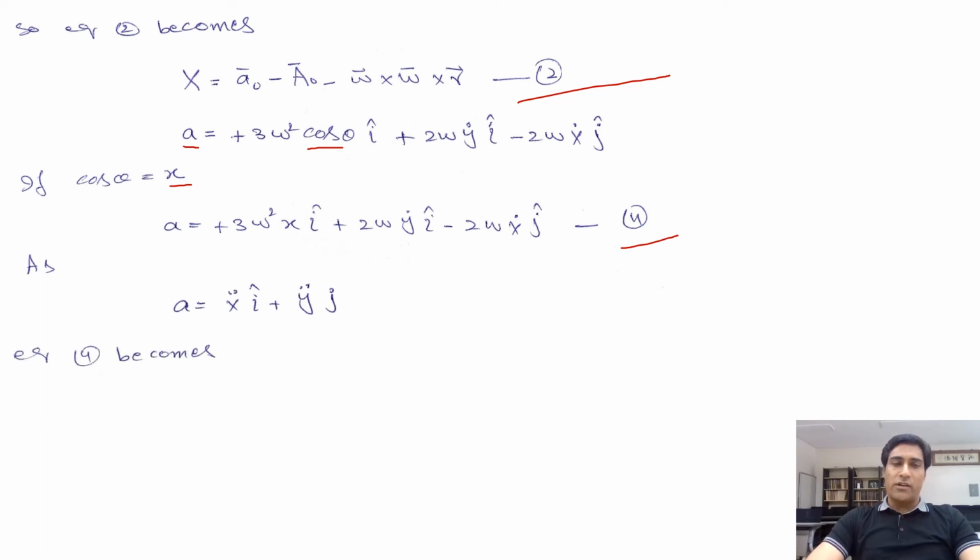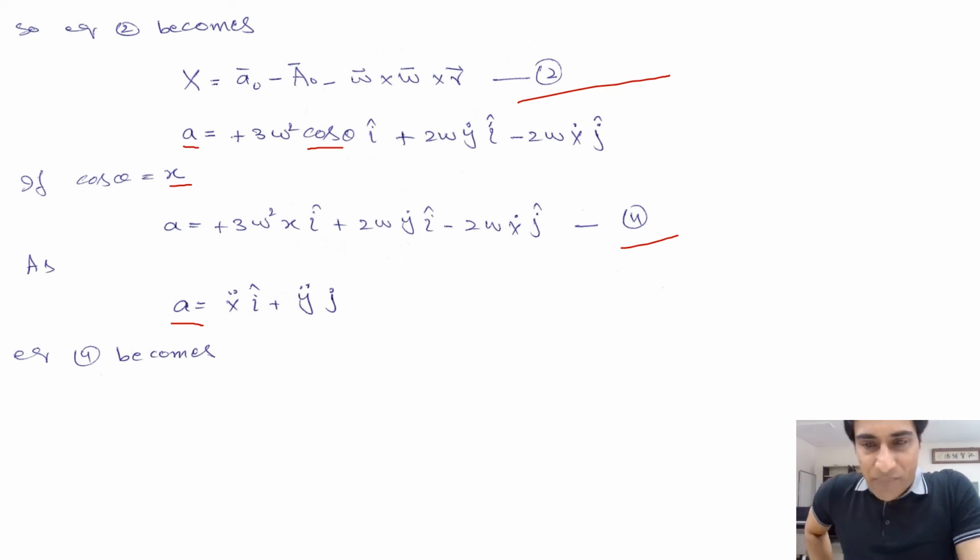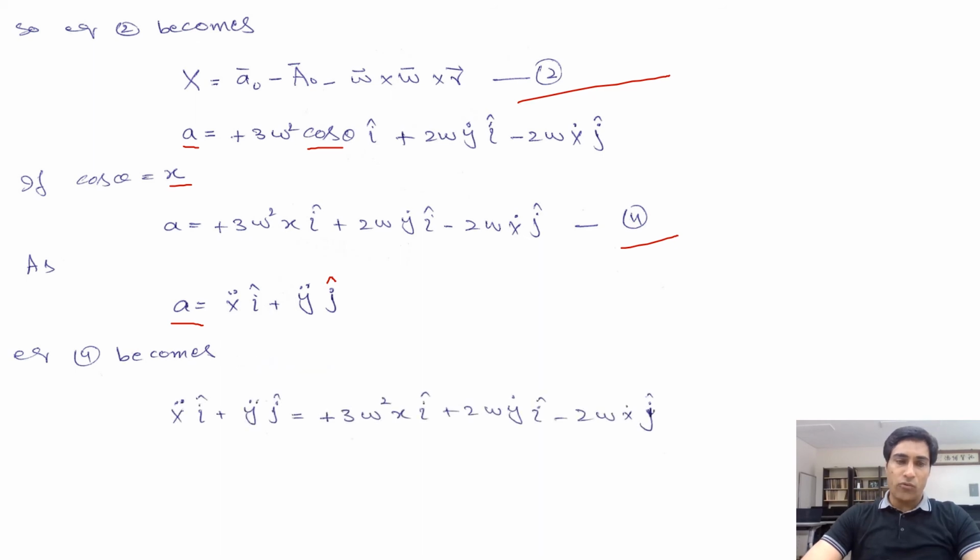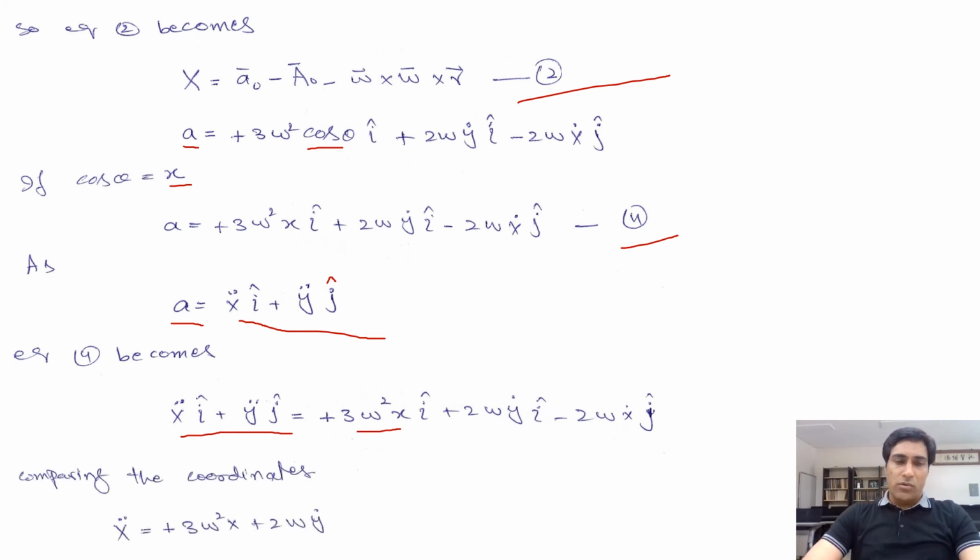So we know that the components of acceleration equal x double dot, because velocity is x single dot and acceleration is x double dot. So x double dot i unit vector plus y double dot j unit vector. Now equation 4 becomes, the left hand side we just replaced with these terms, and the right hand side of the equation is the same. So first we will compare the coordinates with respect to the i unit vector.